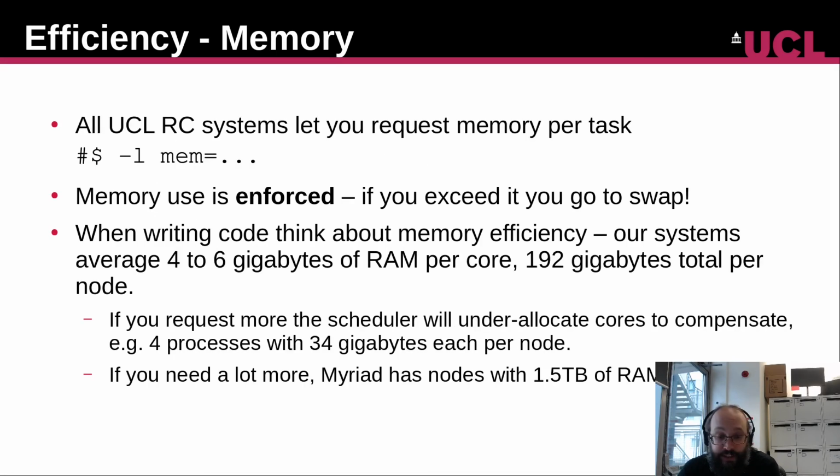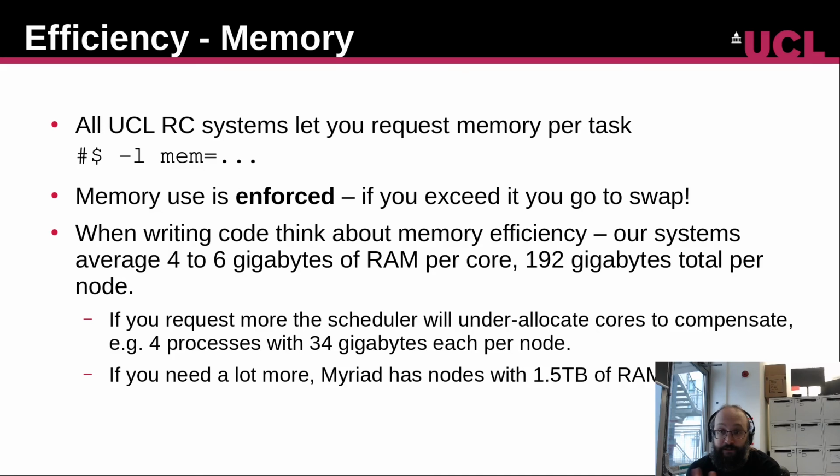All the UCL systems allow you to request an amount of memory. That memory is per core, and it is enforced, so you cannot go over the limit that you set. If you exceed it, your program will start writing to swap, which is writing to disk, which is doing I/O, which is very slow. So when writing code, think about memory efficiency.